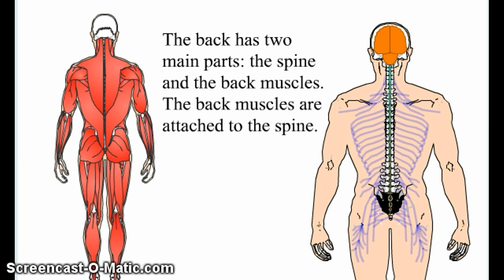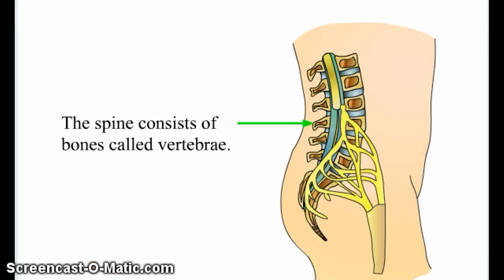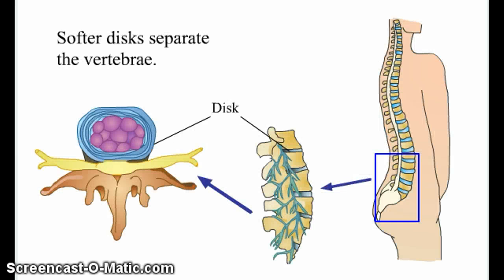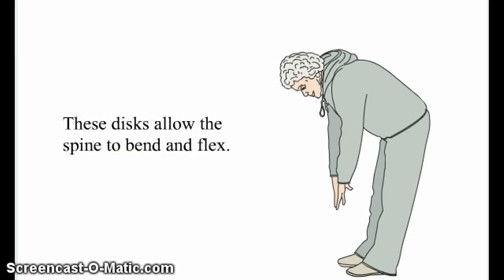Anatomy. The back has two main parts, the spine and the back muscles. The back muscles are attached to the spine. The spine consists of bones called vertebrae. The vertebrae are joined together by the facet joints. Softer discs separate the vertebrae. These discs allow the spine to bend and flex.